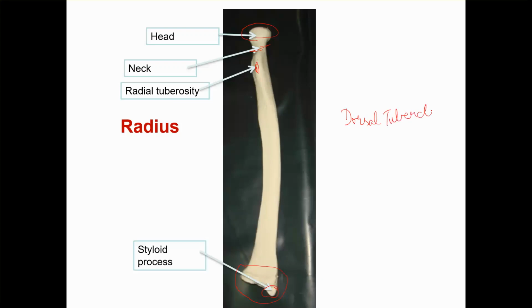Now distally, remember, it will articulate with the bones of the hand, and it is two bones, scaphoid and lunate, to form the wrist joint.